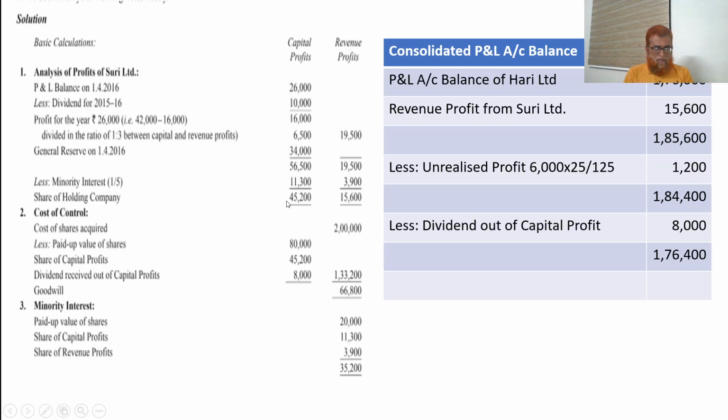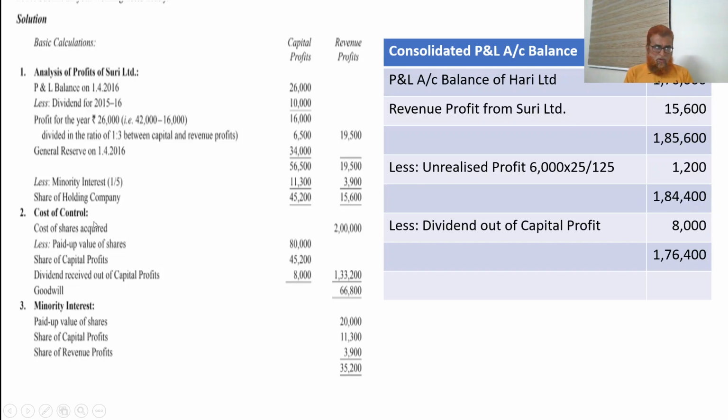These two are the capital profit. This is the minority share, this is the majority share, that's all. Capital profit will be adjusted in the cost of control. Then you have this 19,500. This is also divided: 19,500 into 1/5 is 3,900, and 19,500 into 4/5 is 15,600. This will go to the balance sheet, profit and loss account. See, this 15,600 we have written here in the profit and loss account.